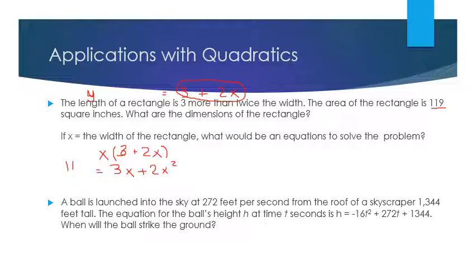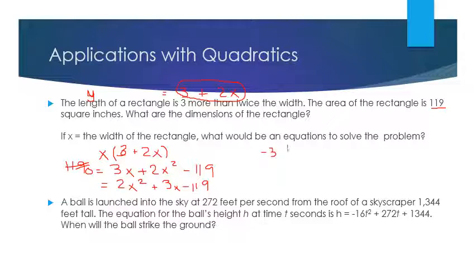Well, if I put this into a nice quadratic form, I would subtract 119 from both sides. So minus 119. Now it's going to equal 0. I've got 3x plus 2x squared, and those need to be in the other order for me to determine my a, b, c. So this is 2x squared plus 3x minus 119.